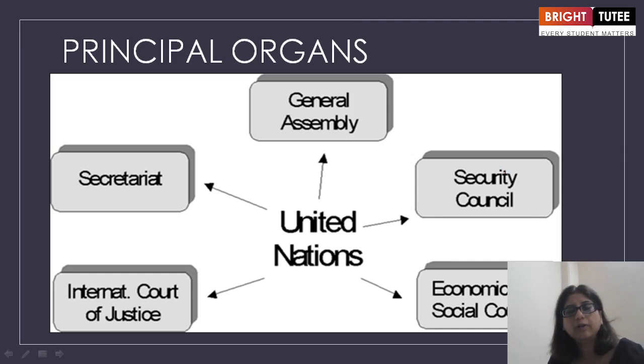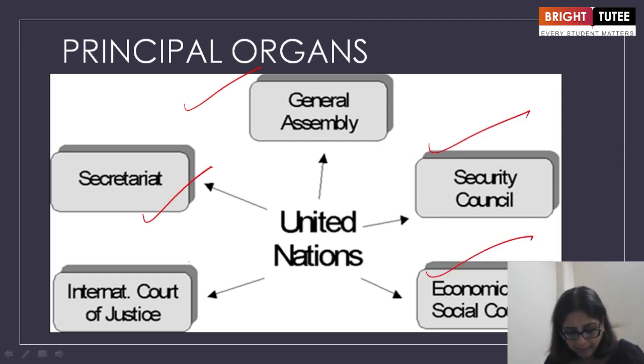These are the principal organs of the United Nations: the General Assembly, Secretariat, Security Council, Economic and Social Council, and International Court of Justice.